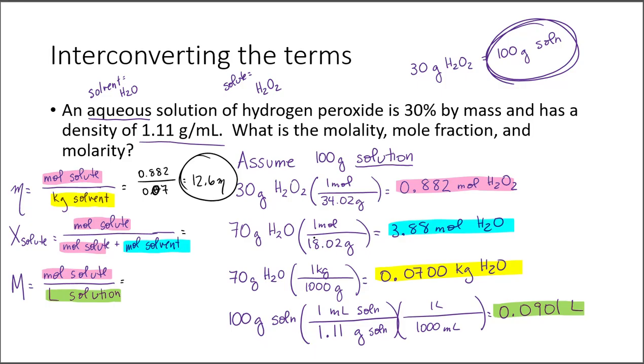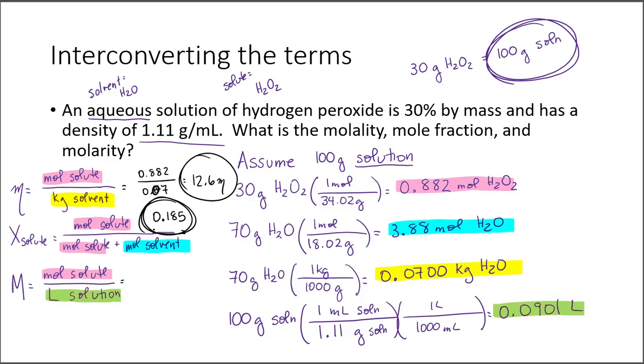Mole fraction, I'm just going to do it on my calculator. Hopefully you guys will be able to figure it out. But 0.882 divided by the total of 0.882 plus 3.88. I got 0.185 is the mole fraction. Remember, it does not have any units associated with it.